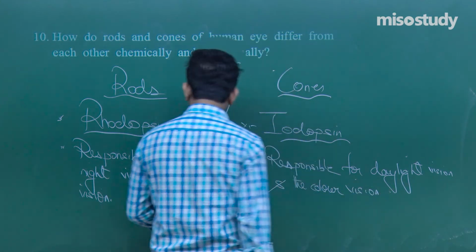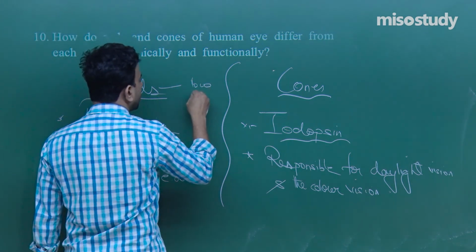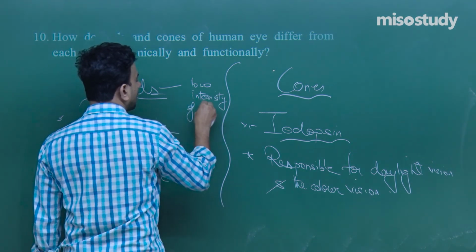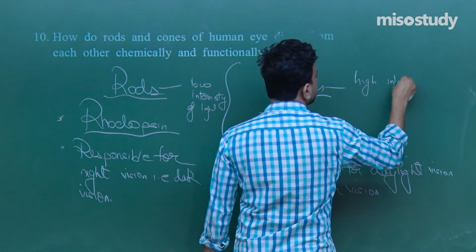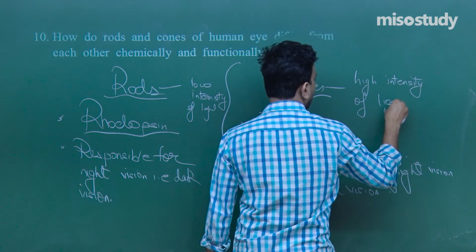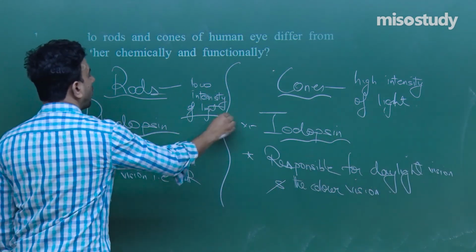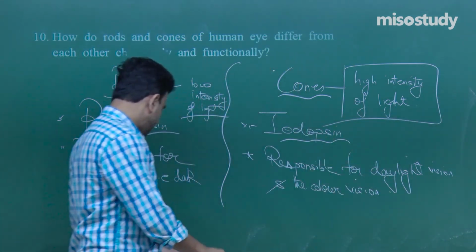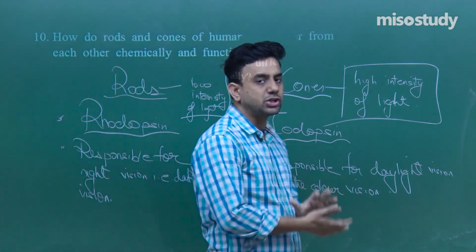That means the rods are active only when there is low intensity of light, and the cones are active when there is high intensity of light. And this is one of the differences, some of the differences, both structurally as well as functionally, between the rods and the cones.